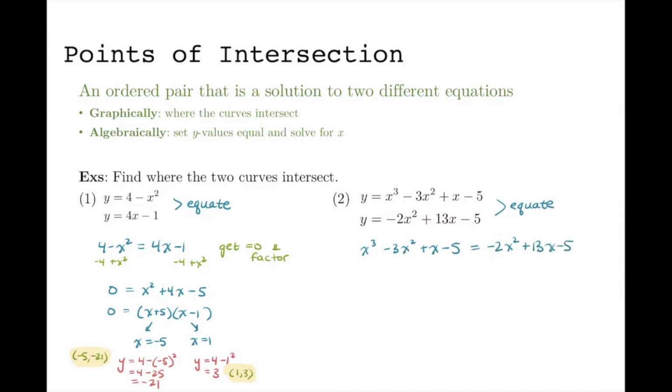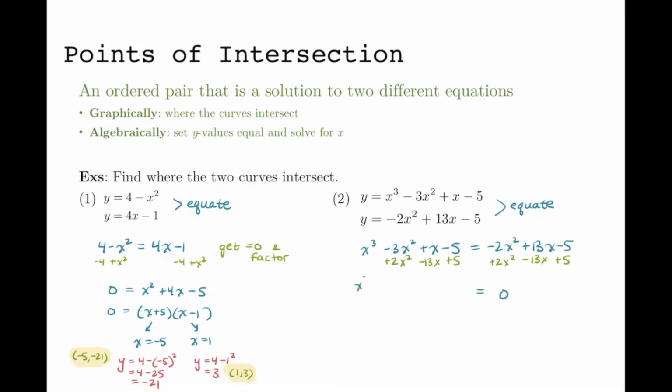Now we want to get this equal to 0 on one side so that we can then factor. Again, I like to have the leading term, the highest degree thing, have a positive number in the front. So I'm going to leave this x to the third on the left, and I'm going to bring all of this stuff over to this side this time. So in order to do that, we will add 2x squared, minus 13x, and then plus 5. That's going to cancel out everything on the right-hand side.